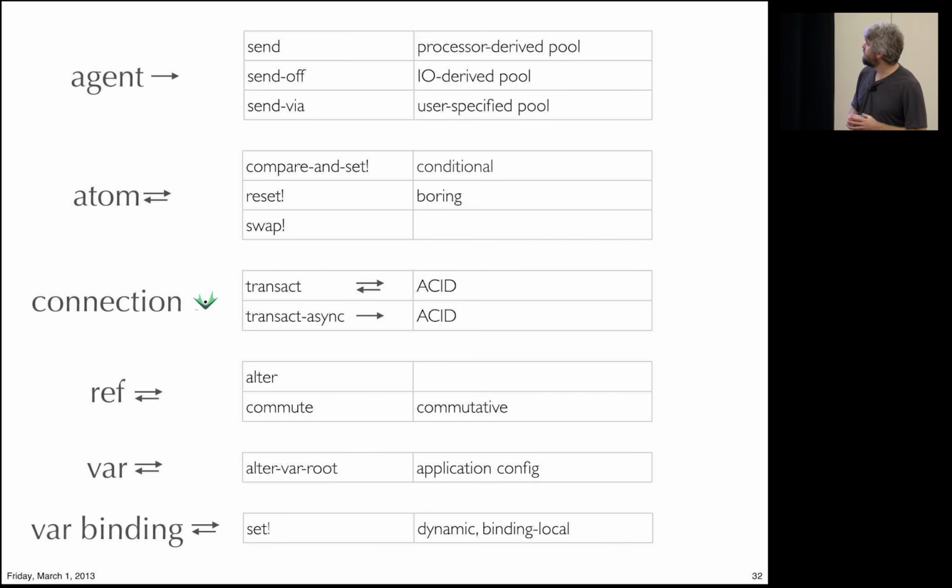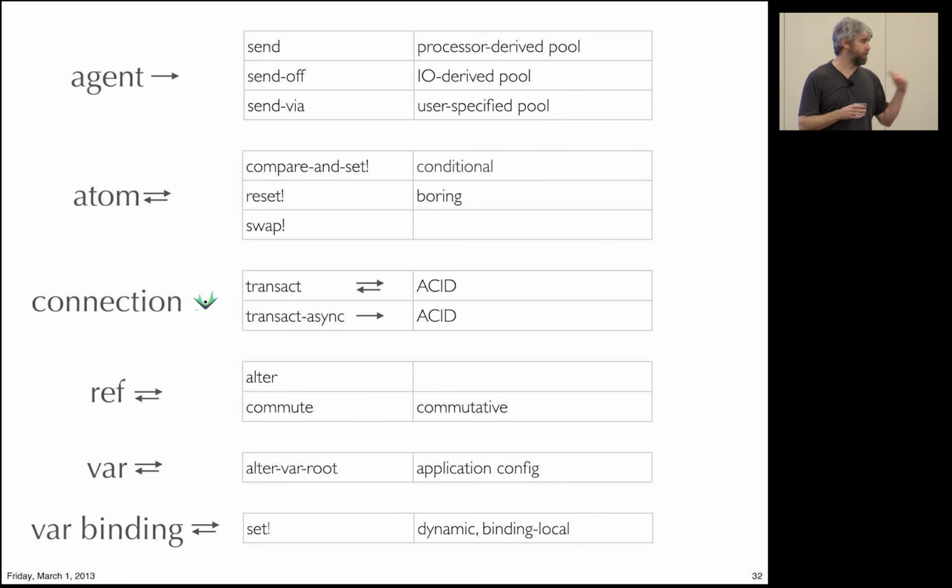Datomic connections, so that's not part of Clojure but part of Datomic. They provide ACID transactions as their semantics. So things have the ACID properties, and they can be done synchronously or asynchronously. So there's transact and transact async.